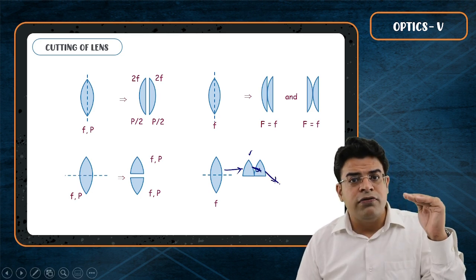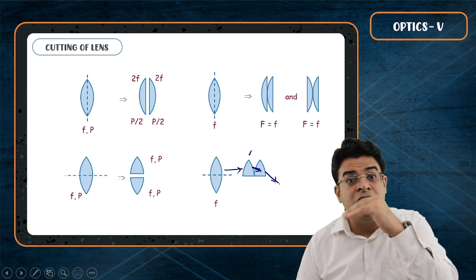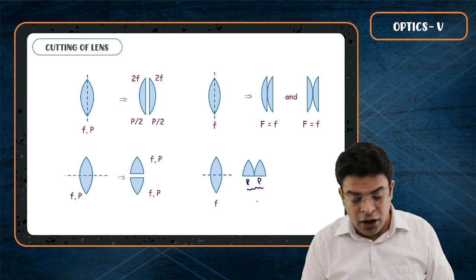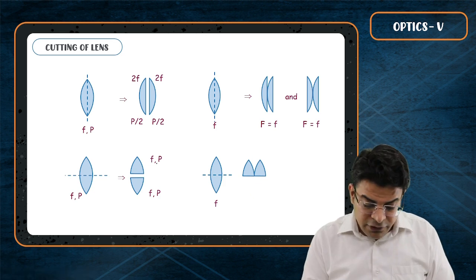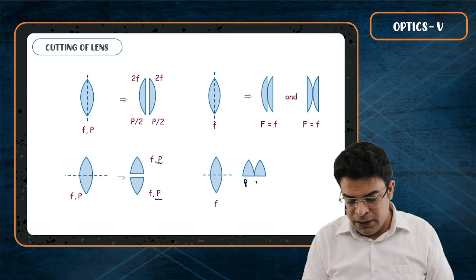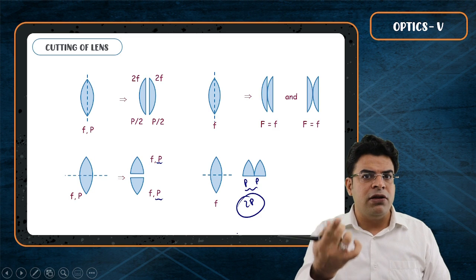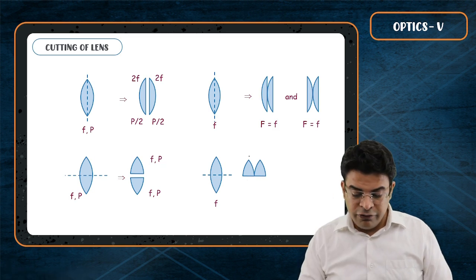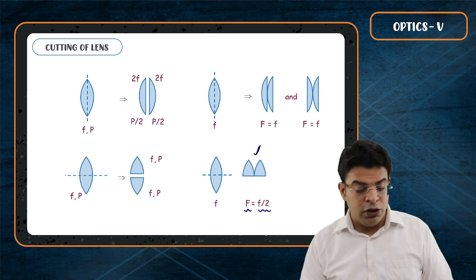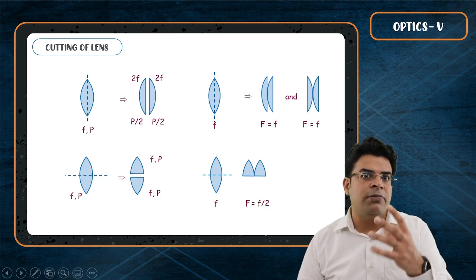So sir, both of them will bend the incident ray towards the optical axis as if their individual powers are adding up. And we know that their individual power is P and P. So the combined power will be P plus P, that is 2P. And if the power becomes double, the focal length becomes half. So when placed this way, the effective focal length will be F by 2. The power becomes double, the focal length becomes half.